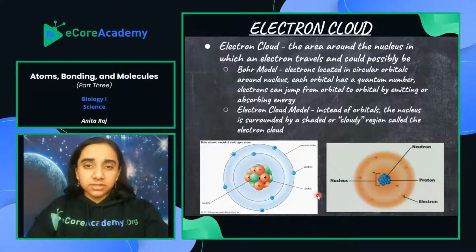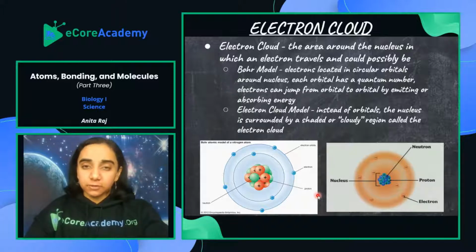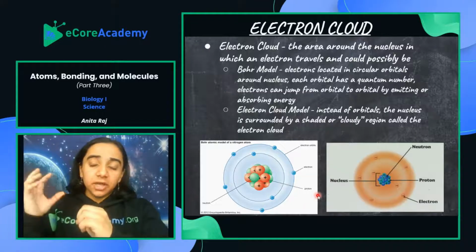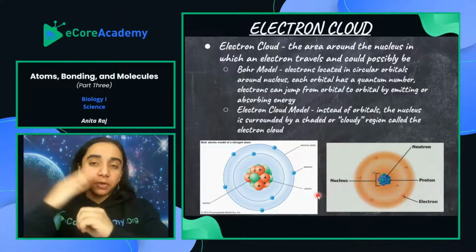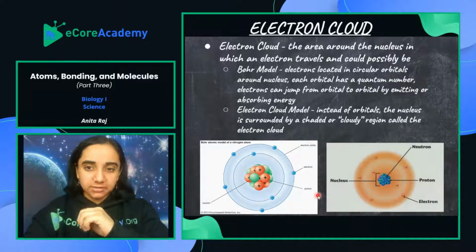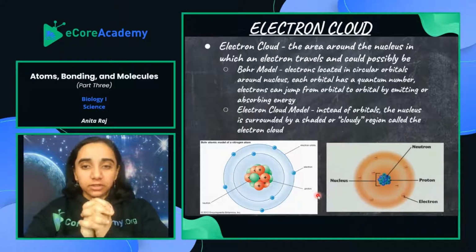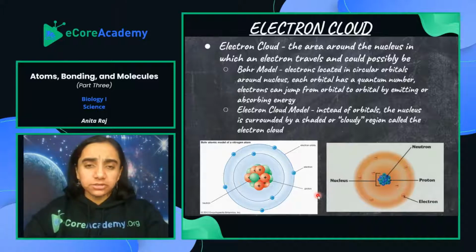Remember, because electrons have a negative charge and the nucleus has a positive charge because of the protons, opposite charges attract. So electrons will be attracted to the nucleus, so they'll just be orbiting around this nucleus rather than drifting off into space. So the electron cloud is just that area around the nucleus in which you could find an electron. There are 2 models that were proposed.